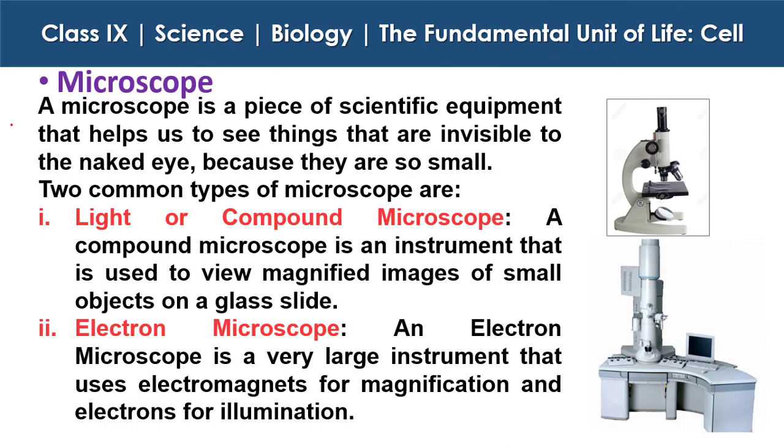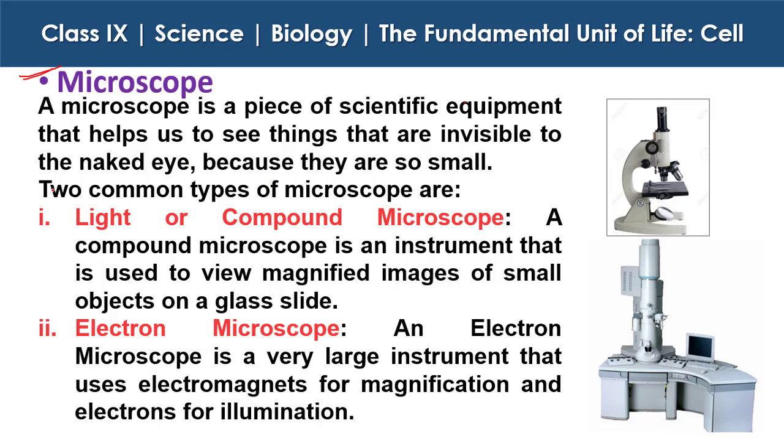Let's see first what is a microscope, because it is a very important device in the discovery of the cell. A microscope is a piece of scientific equipment that helps us to see things that are invisible to the naked eye. We cannot see them with our naked eyes because they are so small.